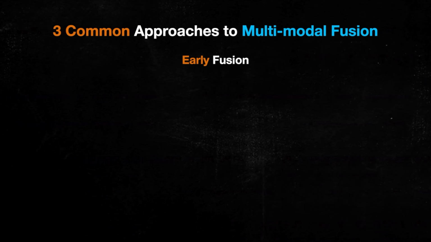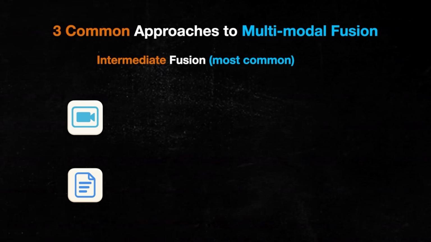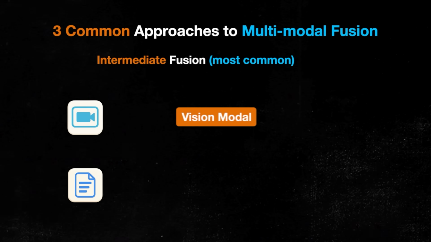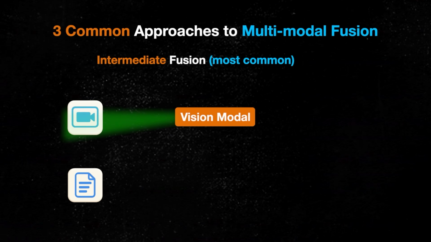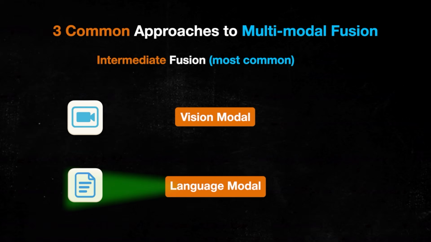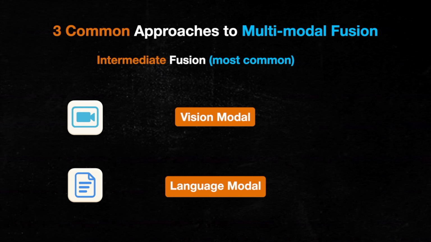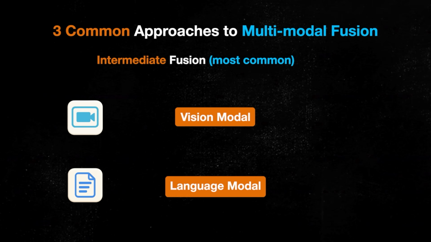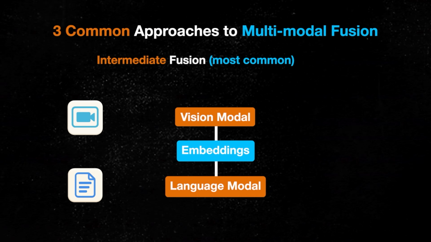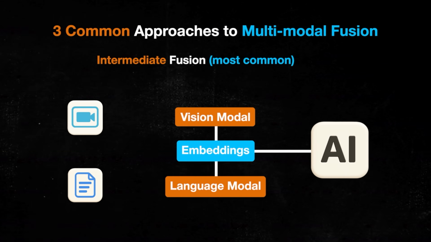The second approach is intermediate fusion. This is the most common method, where each type of data is processed separately first. So a vision model might come in and analyze the video data for visual patterns. Then a language model will process the transcript to extract the themes and key information from the text data. Then these insights are combined into a shared numerical space called embeddings. We'll talk more about embeddings later. And this combined understanding helps the model predict the final video genre.